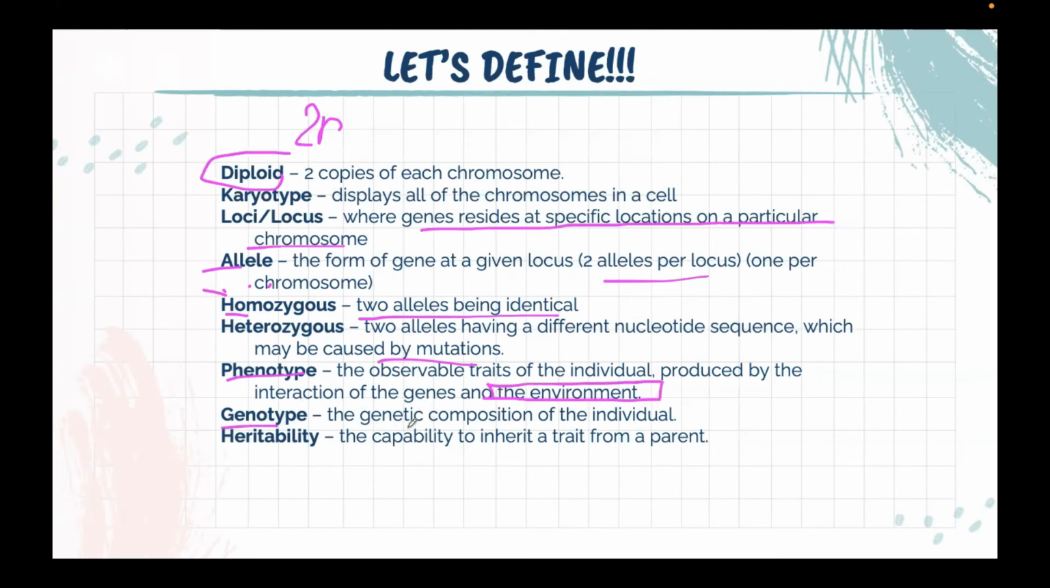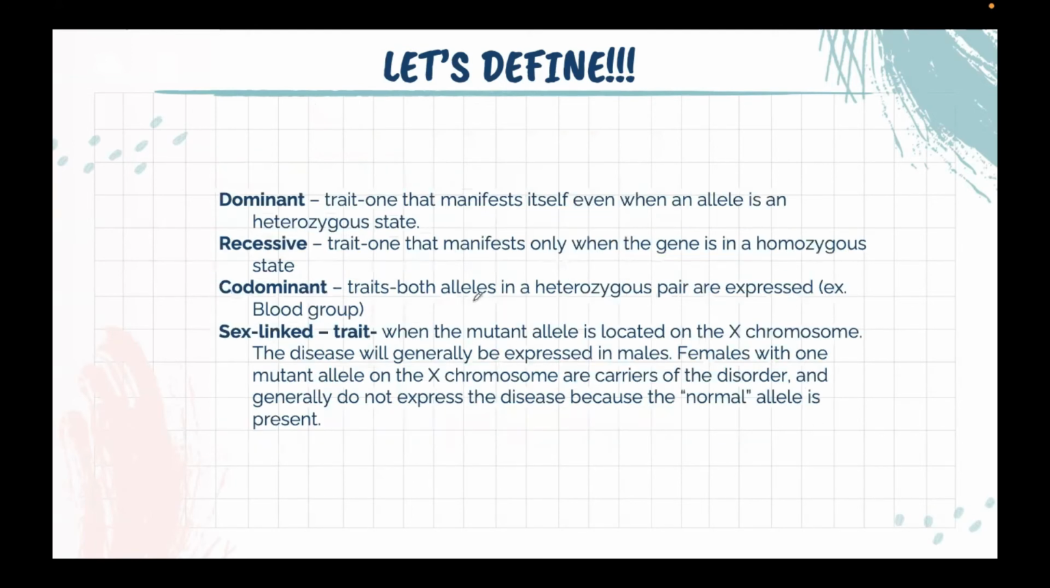Pag genotype, the genetic composition of the individual. And your heritability, it is the capability to inherit a trait from your parent. Next, the dominant trait. It is the one that manifests itself even when an allele is heterozygous. Kaya nga po siya dominant. Next, your recessive trait. One that manifests only when the gene is in a homozygous state. Next, your codominant traits. Both alleles in a heterozygous pair are expressed. Example, yung mga blood group natin.